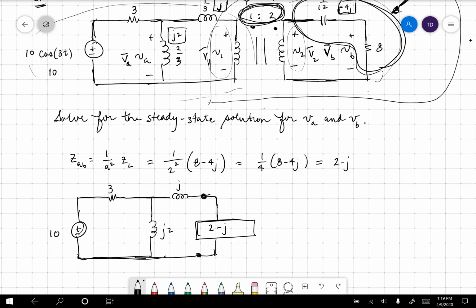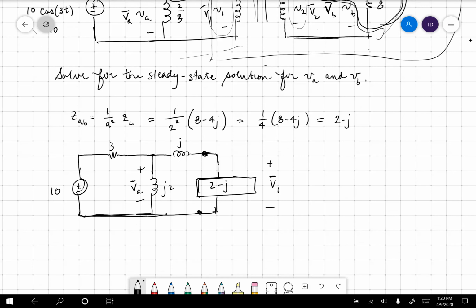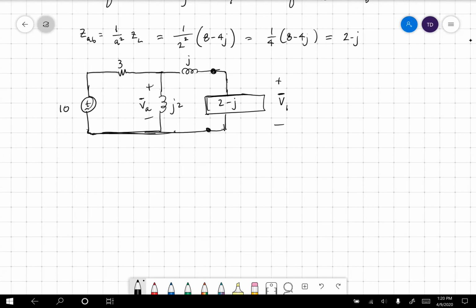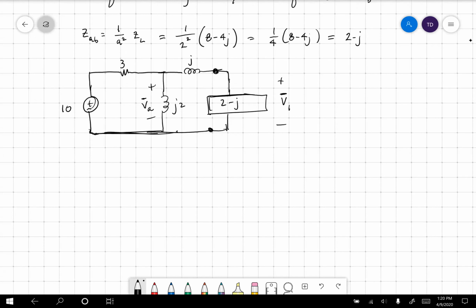Okay, let's see. What else is here? Is V1 in here? It is. This is V1 right here, if you care. That's V sub A right there. So we can solve for V1, we can solve for V sub A, and we can do that in a variety of different ways. So how might you tackle solving this circuit? Do I need V1? Do I need VA? The answer is I definitely need VA. I'm not sure if I need V1, but I definitely need VA. So we have a couple of choices.